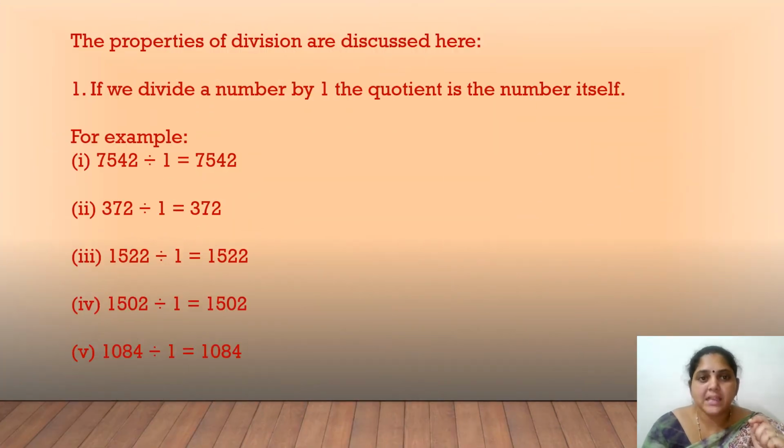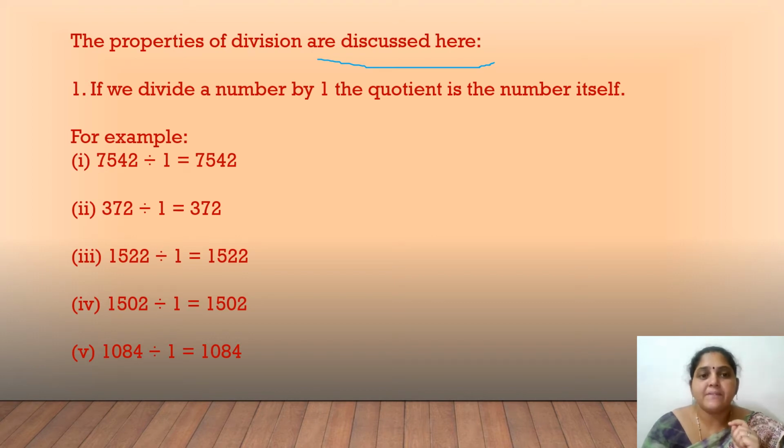Now, we will see the examples for the properties of division here. The properties of division are discussed here. I have taken some examples in this one. You can go through that. If we divide a number by 1, the quotient will be the number itself. As we discussed before, when any number is divided by 1, we will be getting the same number as the quotient, right?